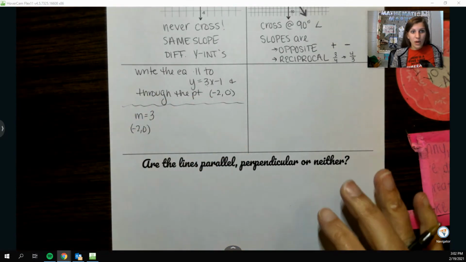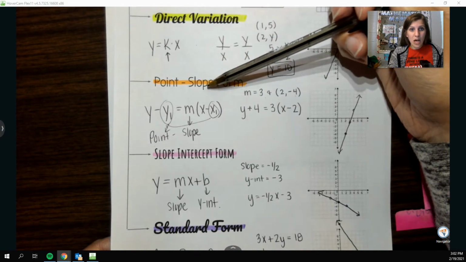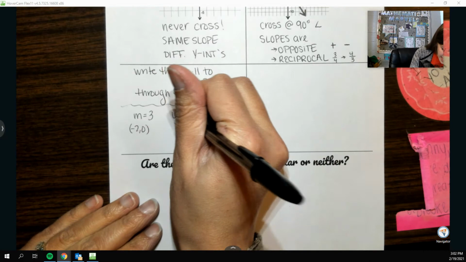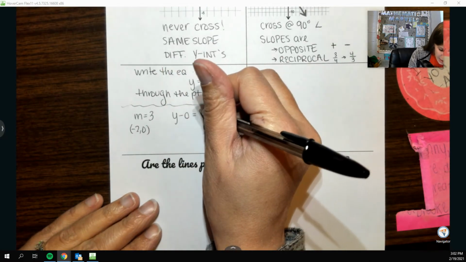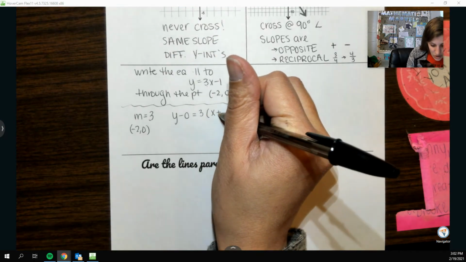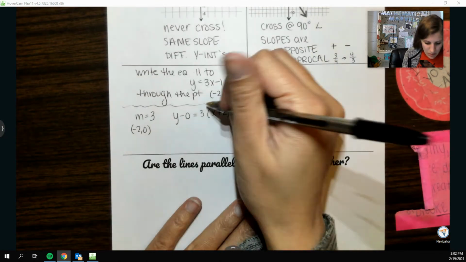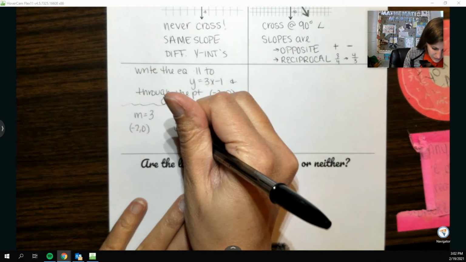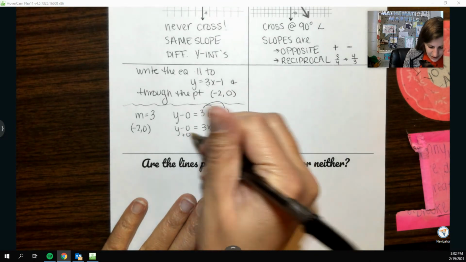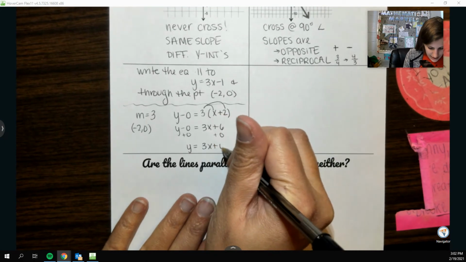So thinking back on what I have, since I have a point and the slope, I'm going to put it in point slope form. So I would do y minus y, which is 0, equals m parenthesis x minus x, which is -2, so really plus. But then if I wanted to put it in y equals mx plus b, we would distribute. So 3x plus 6. And then I'd add the 0, but it's just 0, but we want to get that y all alone. And there you go.